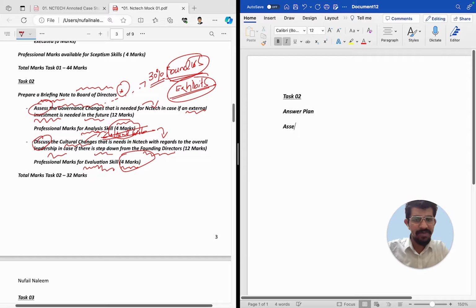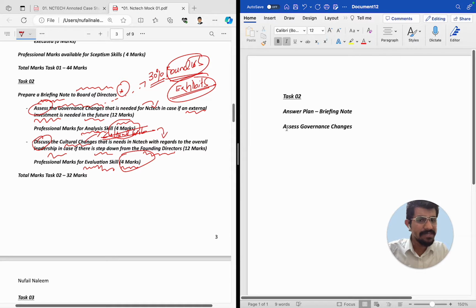The verb I am very much concerned with is assess, and the format, if I'm not mistaken, in this case is the briefing note, so that it will be clear. So the verb in this case is assess. Okay. So I'll write down here: governance changes. Governance changes. That is how there is a governance change.